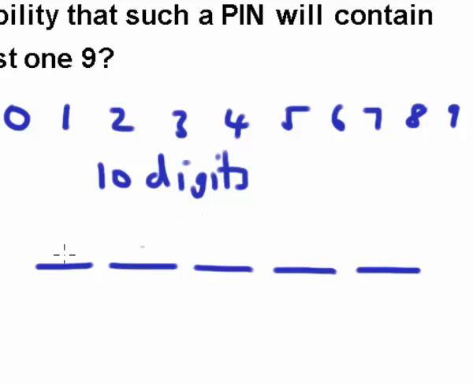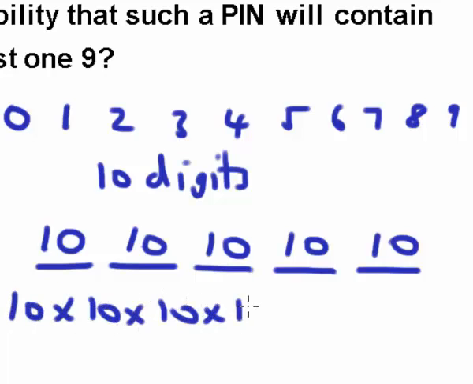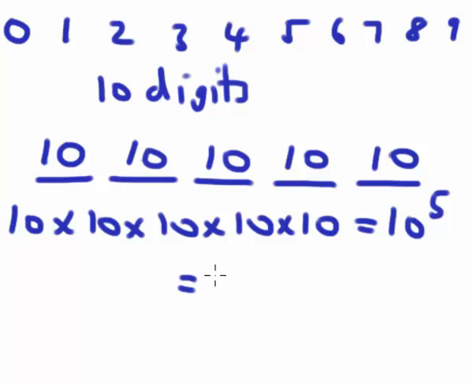So let's have a look. In the first position you could have any of those 10. In the second position any of the 10, the third any of the 10, fourth and fifth any of the 10. So if you multiply that according to the counting principle, what you then have is 10 to the 5 total possible number of codes, which is 100,000 possible PIN codes with those 10 digits there.